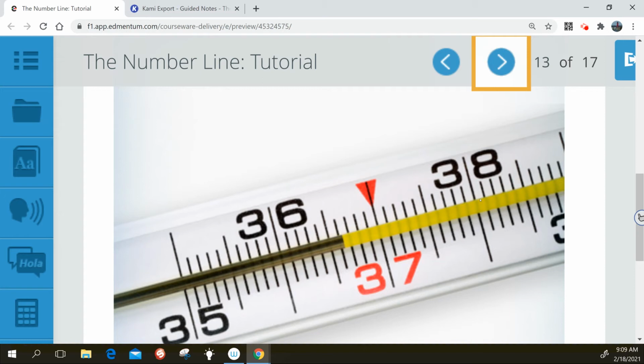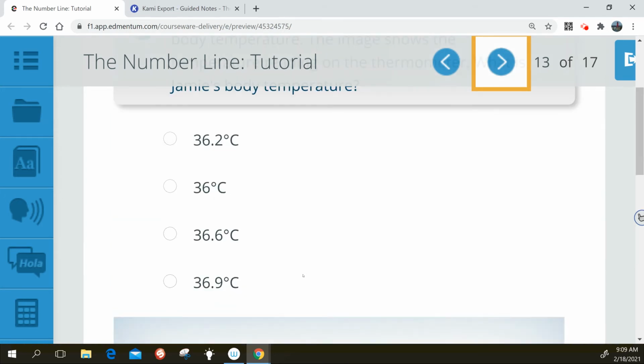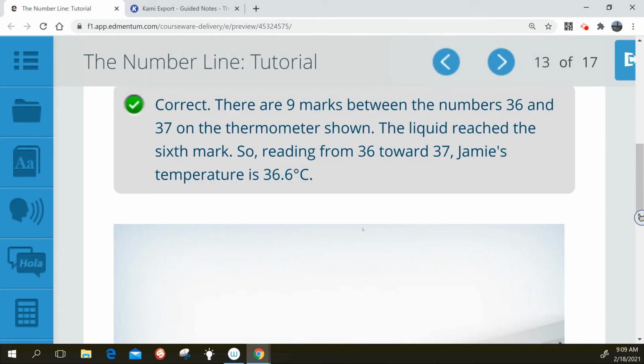And Nigel, go ahead and tell me what it is. 36.6. And we are correct. Very good. All right, let's look at 14.